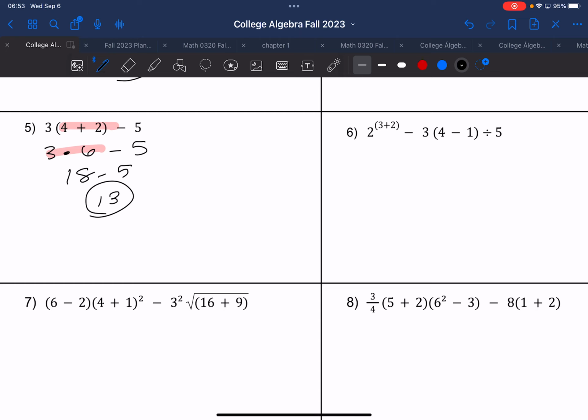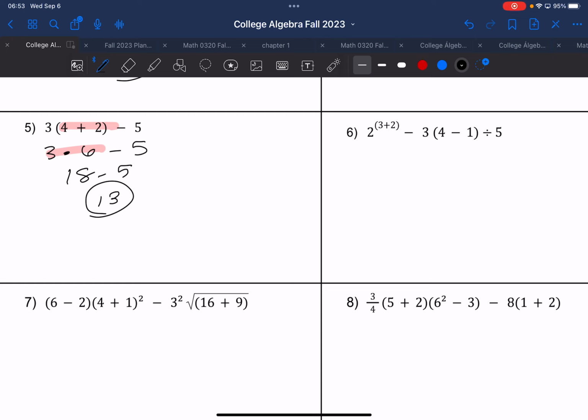Morning. We're working on topic 3, order of operations. Okay, as you're working through the steps, I'm going to go ahead and start.